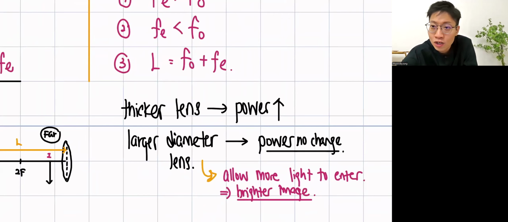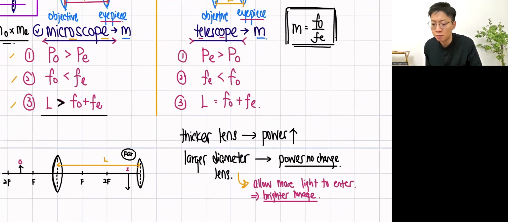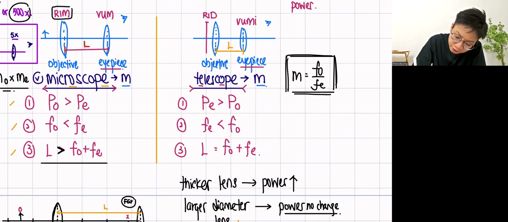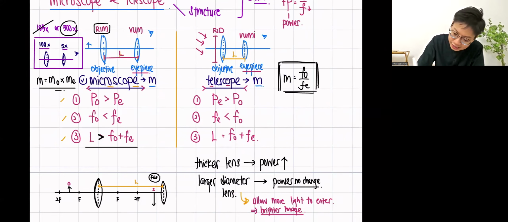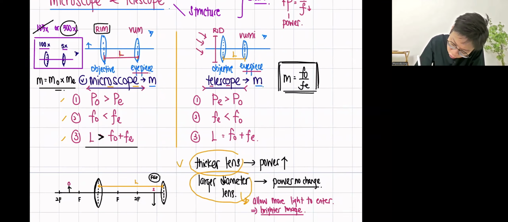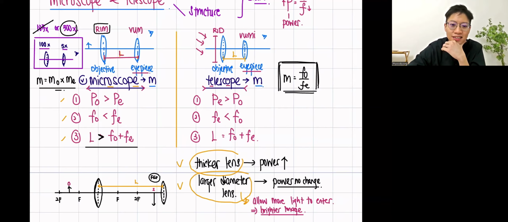So if you have a much larger diameter, for example, in a telescope, they like to ask why the objective lens must be larger. So that you can allow more light to enter and form a brighter image. So this thicker lens versus the larger diameter of lens, these two questions are quite tricky. You must be prepared to answer this kind of weird question.